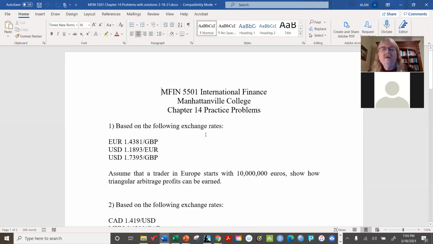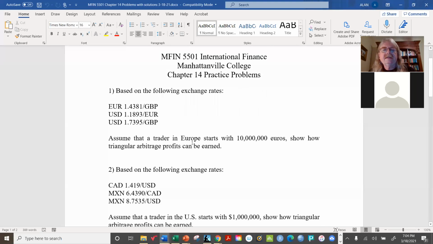Now here we have a case where we've got 3 exchange rates. And if you notice very carefully right here, we have a cross exchange rate. We want to know, if we have a trader who starts in Europe with 10 million euros, how can triangular arbitrage profits be earned? The first thing we need to do is confirm that they're available in the first place. That just means that the exchange rates are inconsistent with each other. So how can you tell if that's true or not?